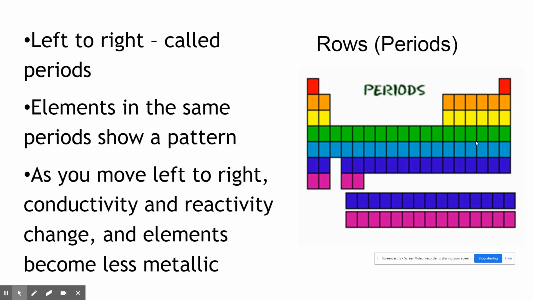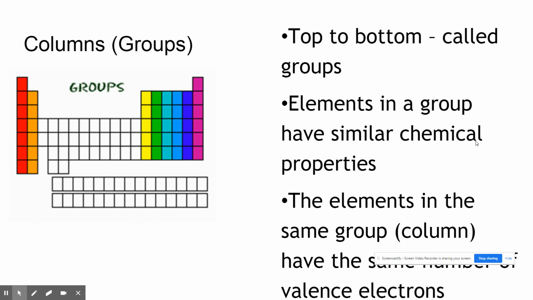So with your activity, you're going to look at patterns that go from left to right on your periodic table, and then we're also going to talk here in a second about patterns that go from top to bottom. So make sure you're picking up on those on your cards. As we move from left to right on the periodic table, so from left to right on a row or a period, conductivity and reactivity change. Pay attention to those on your card. You pretty much just have reactivity, not conductivity. And the elements become less metallic. We're going to talk about metals.